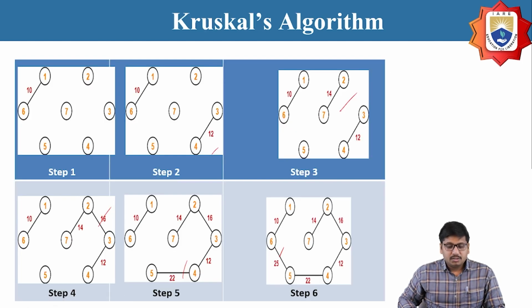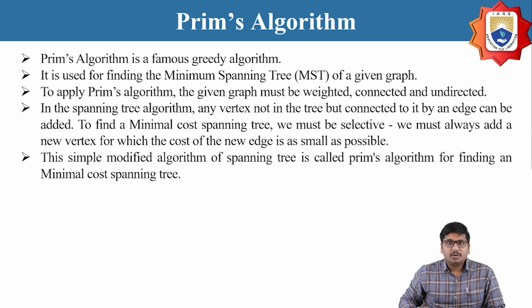Next one is Prim's algorithm. Prim's algorithm is also famous as a greedy algorithm. It is used for finding the minimum spanning tree of a graph. In order to apply Prim's algorithm, the given graph must be weighted, connected, and undirected. Then Prim's algorithm will work. In order to find the minimum cost of the spanning tree, we must be selective. We must always be happy adding a new vertex for which the new edge is as small as possible. And this simple modified algorithm of spanning tree is Prim's algorithm.